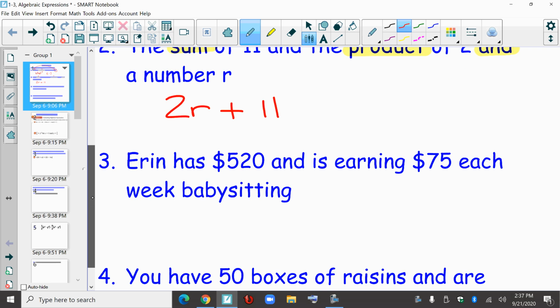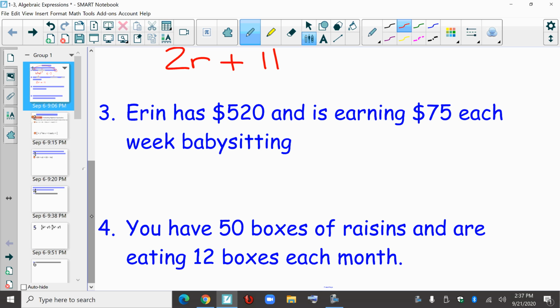Number 3, Erin has $520. So in her hand, she has $520 and is earning. Earning means she's adding to her pot, so that is plus $75 each. Each is another keyword. Week. Each means you are going to multiply 75 times a variable, which we're going to use W for week.